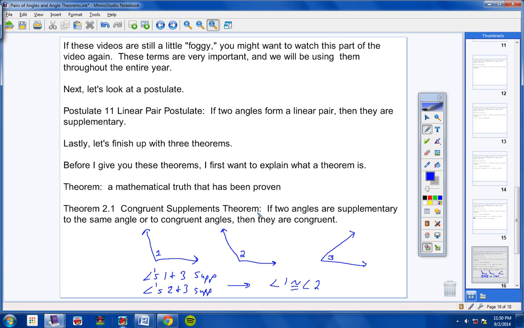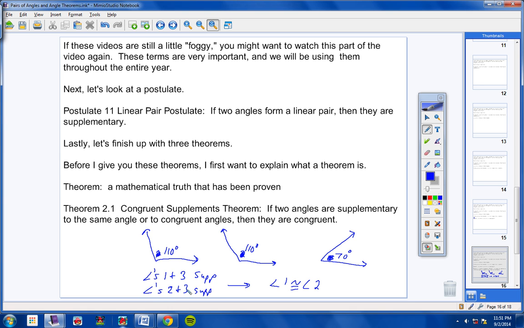But before I prove it, I just want to use common sense, okay? Let's pretend this angle here was 110 degrees. You don't have to write this down, just watch this. And let's pretend this angle here was 110 degrees. Well, if these angles are 110, then this angle has to be 70. Now watch this. Angles 1 and 3 are supplementary, so 110 and 70 equals 180.